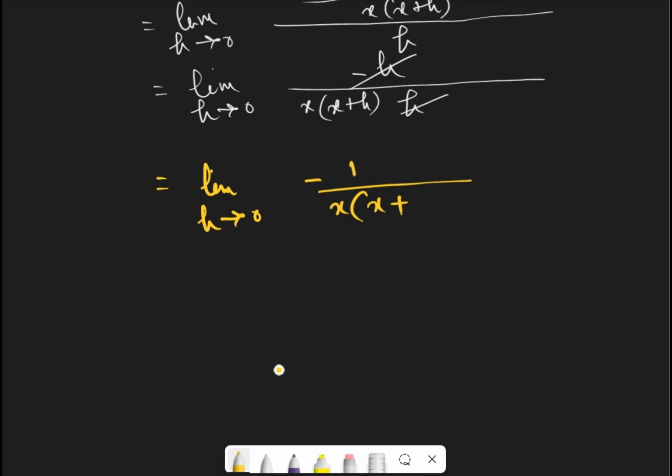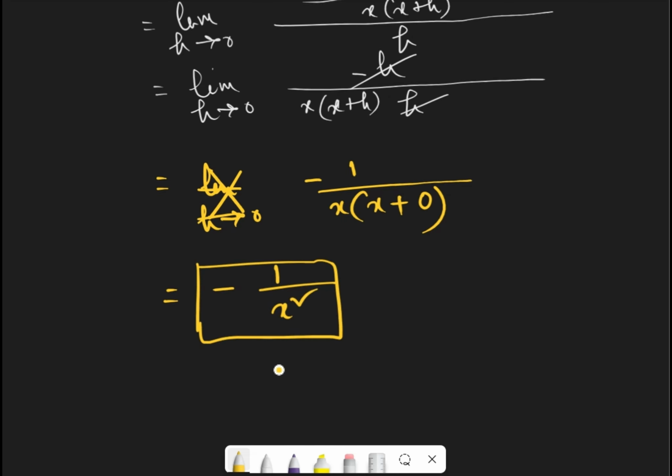Now if we plug in the value instead of h, we won't find the value of infinity, so we could plug in here. As a result, we should not write down this limit within this line. So when we plug in the value of 0 instead of h, in that line we should not write down the limit. And here the final answer will be minus 1 by x squared. So this is the answer.